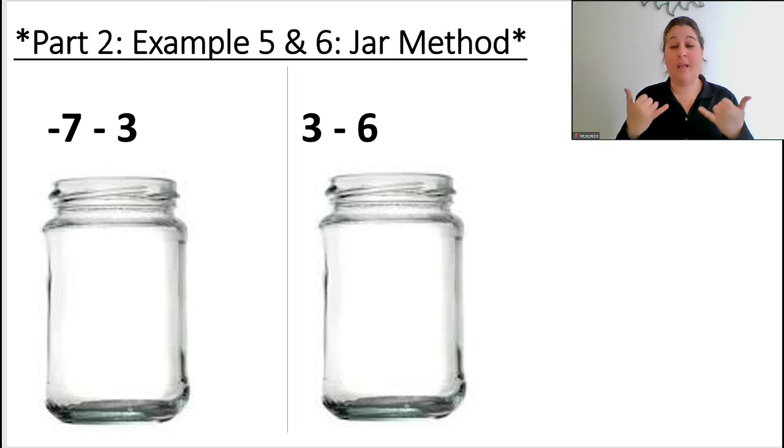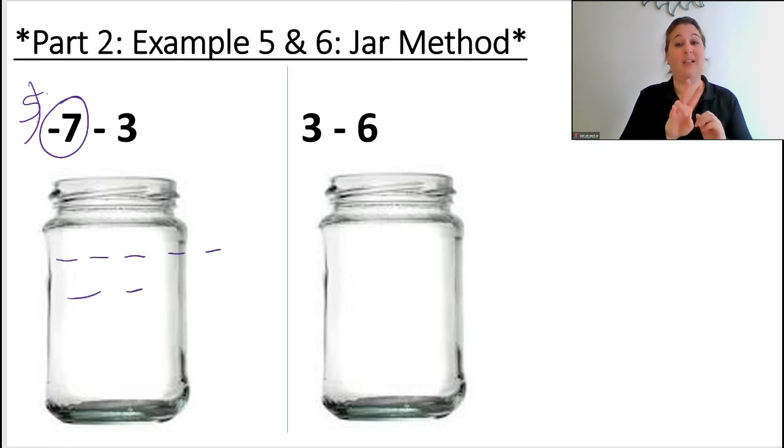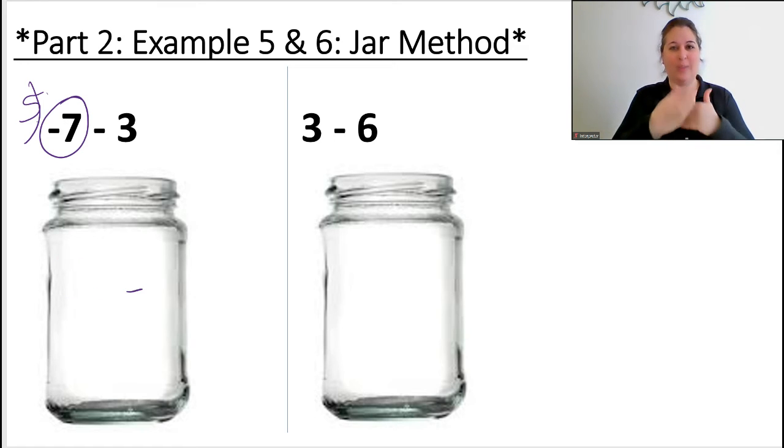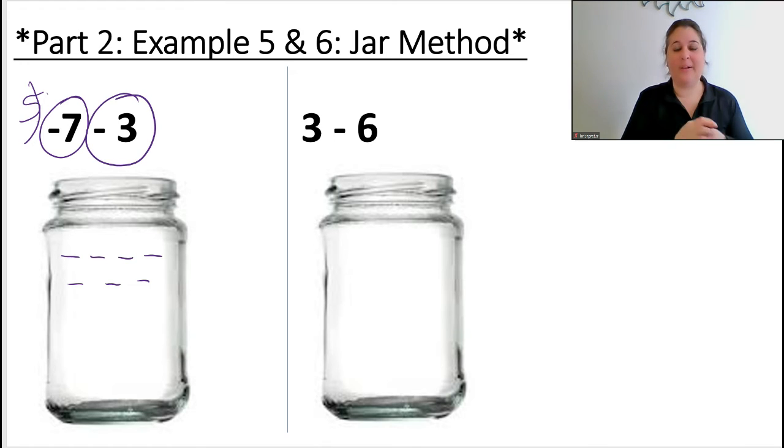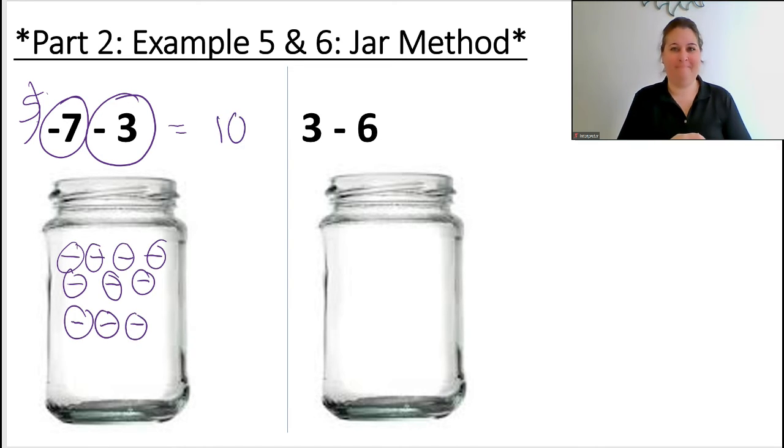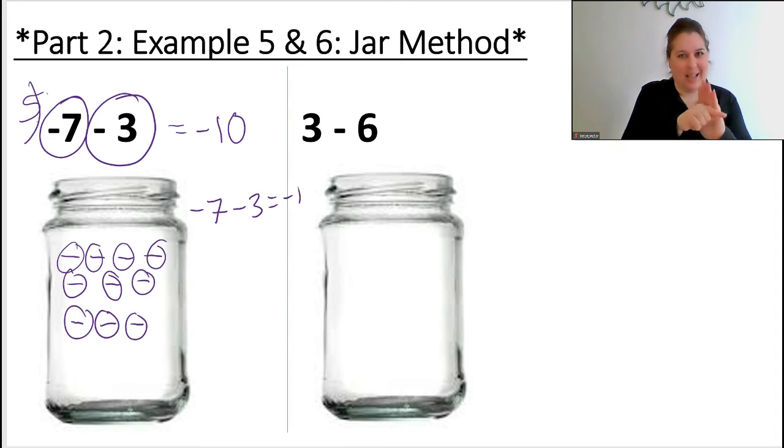All right, let's look at example 5. So this makes 7 negatives. 1, 2, 3, 4, 5, 6, 7. I went out of the jar a little, but that's okay. But let me just rewrite it just because I have the jar there. 1, 2, 3, 4, 5, 6, 7. And then I have 3 negatives. So I'm adding 3 negatives to the jar. I'm putting 3 negatives in there. Nothing cancels. So how many do I have all together? I have 1, 2, 3, 4, 5, 6, 7, 8, 9, 10. 10 what? 10 negatives. So -7 minus 3 equals -10.